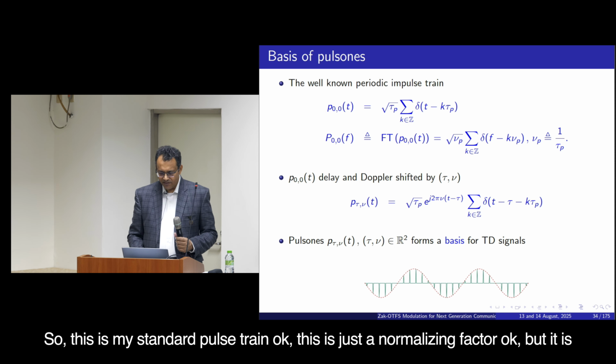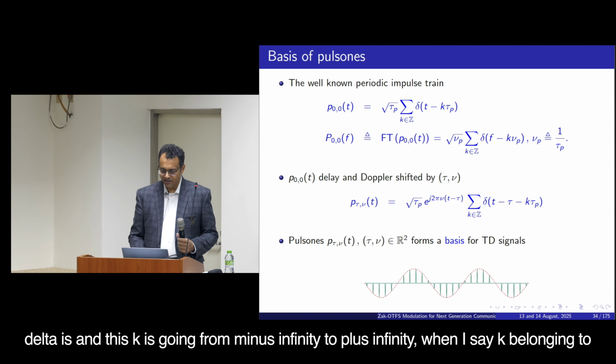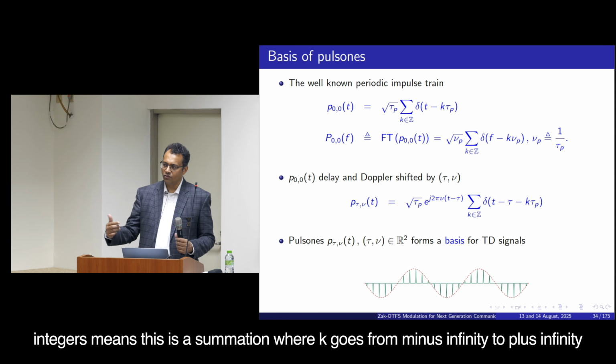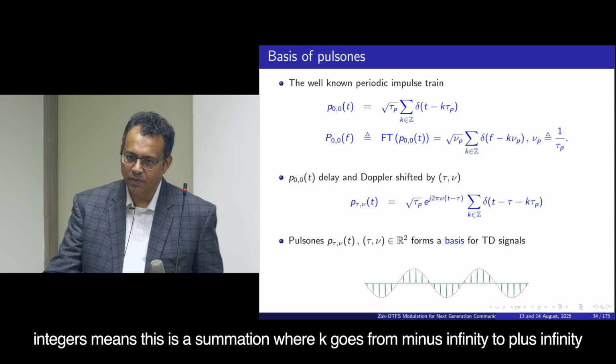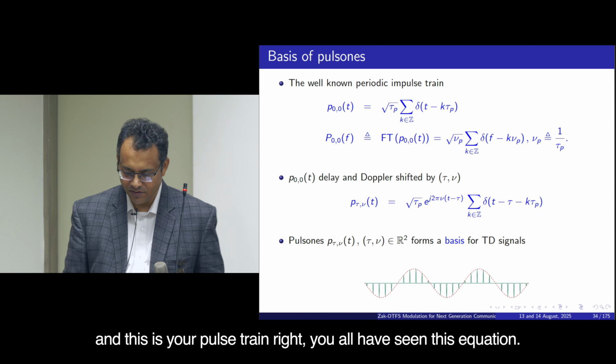Okay, so this is my standard pulse train. Okay, this is just a normalizing factor. Okay, but it's basically this, right. I mean delta is a Dirac delta in time. All of you know what a Dirac delta is, and this k is going from minus infinity to plus infinity. When I say k belonging to integers, means this is a summation where k goes from minus infinity to plus infinity, and this is your pulse train, right. You all have seen this equation.